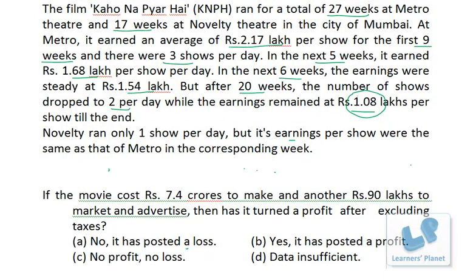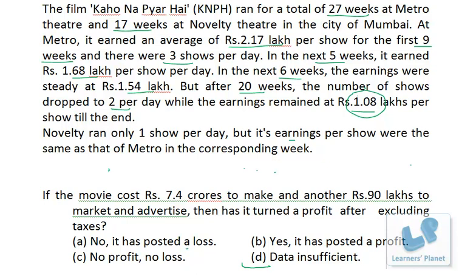Now, if the movie costs rupees 7.4 crores to make and another rupees 90 lakhs to market and advertise, then has it turned a profit after excluding taxes. Okay. Friends, to be able to calculate profit or loss, we must be having the complete details, right? Here the earning of Mumbai city, even from Mumbai city only two theaters' earnings are given, right? Metro and Novelty. We don't know if there are any more theaters in Mumbai, and apart from that we don't know whether the film is running in any other cities' theaters in India, right? So this information is not at all given, so we cannot answer this question obviously. So that's data insufficient. Okay.